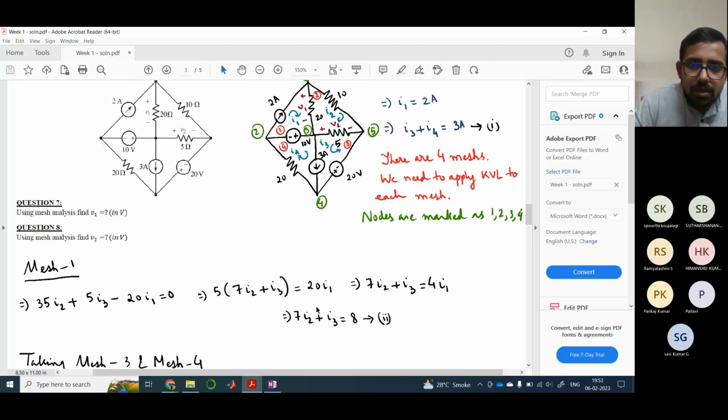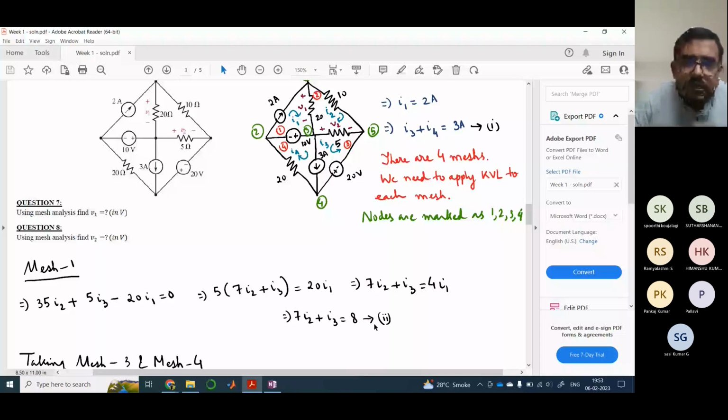This would be mesh 2 again. Once you do this, you arrive at this equation. And as we saw earlier, I1 is 2 ampere, so 4 into 2, basically 8. So this would be 8 volts, and we get our second equation. We assume that this is our first equation and this is our second equation.